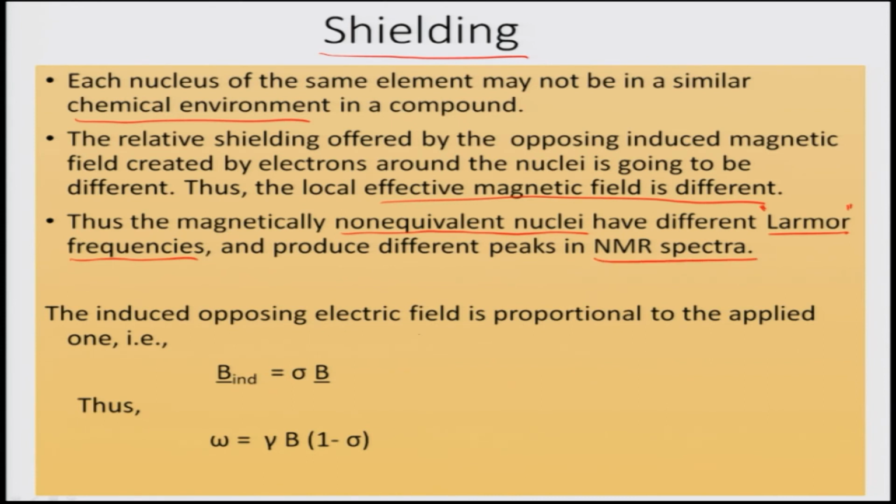The induced opposing magnetic field is proportional to the applied one, that is, the induced magnetic field has a relation to the effect of the surroundings, which is otherwise known as shielding, and therefore the frequencies will be dependent on the effect of the environment, and this can be shown in this manner.